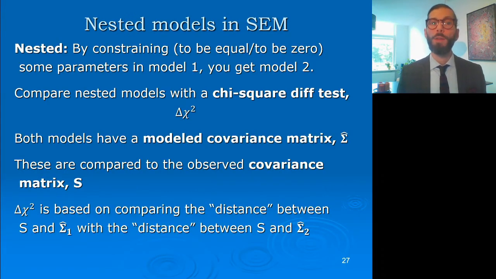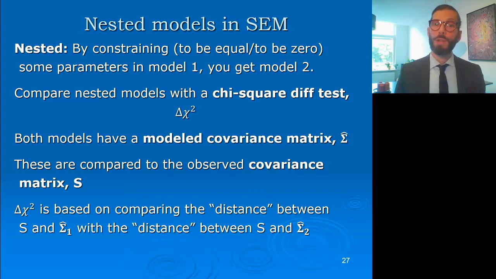So one more time, the definition of a nested model is that by constraining some parameters in model 1, we get a second model, model 2, and we can constrain parameters to be equal to zero or to be equal to each other. We can compare such nested models with a chi-square difference test or delta chi-square test.